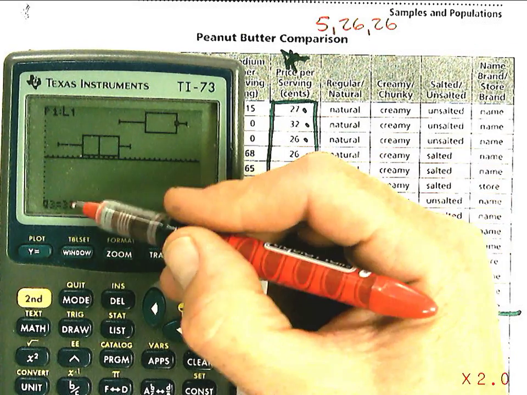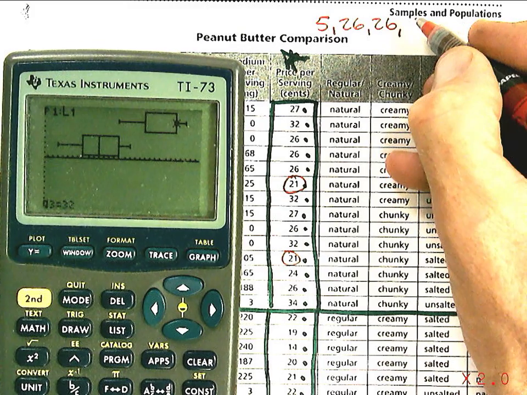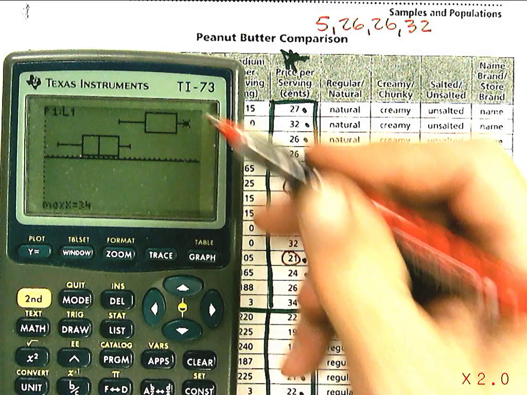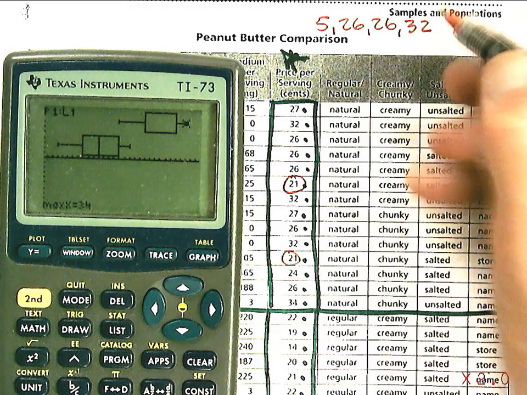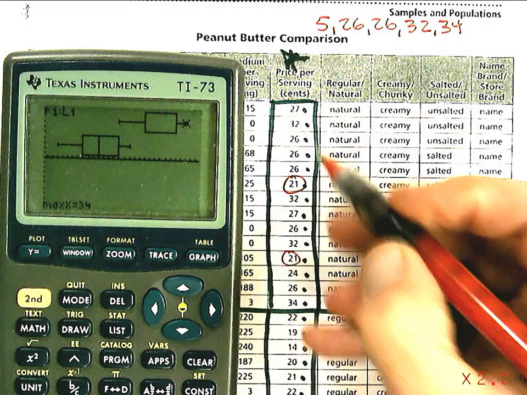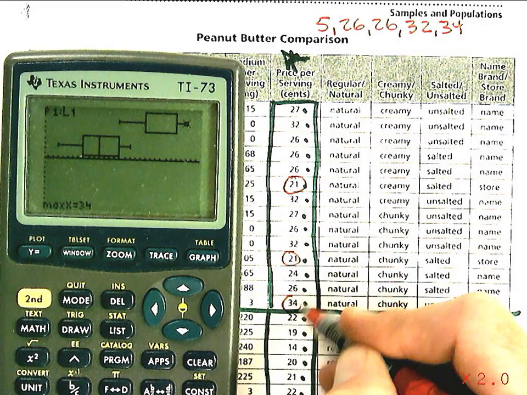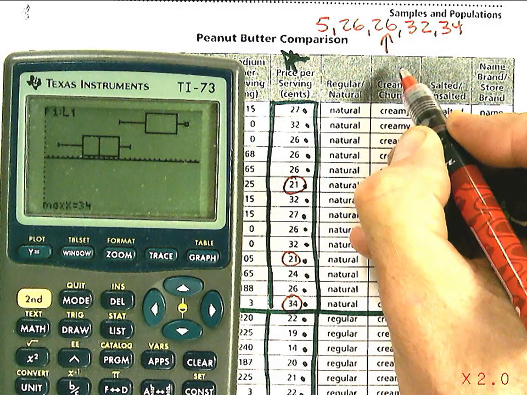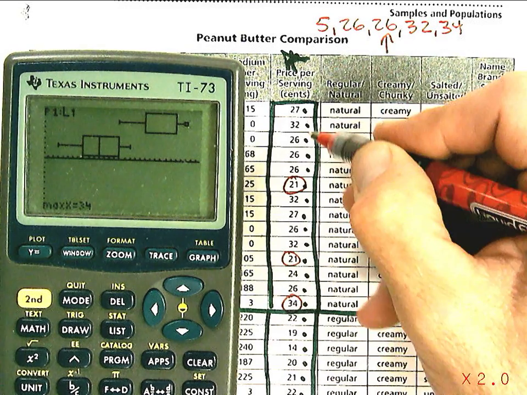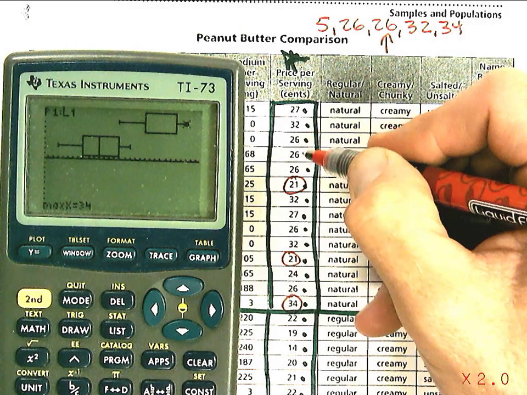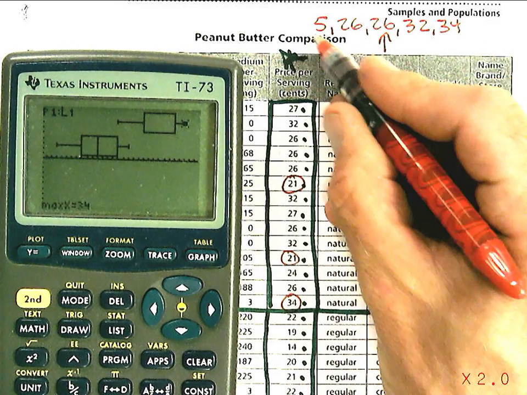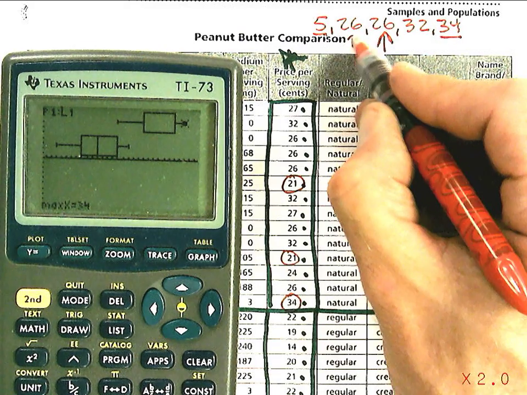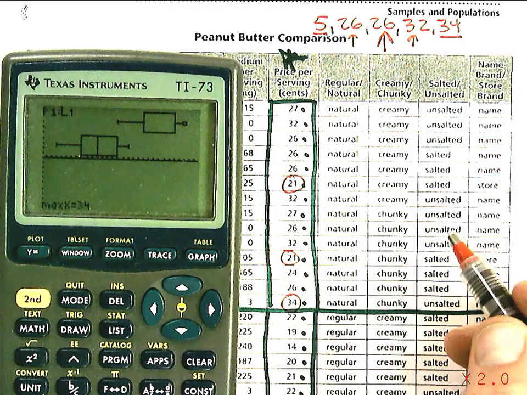It says Q3, quartile 3, like the third quarter of a game. It's 32. And then the last one, the maximum, is 34. Again, if you look on the data set, you'll see that the highest priced one is 34. What this means is, if you line them up from least to greatest, the least would be 5, the most would be 34, the middle would be 26, and these would be what we call the quartiles, or quarters, of the data.